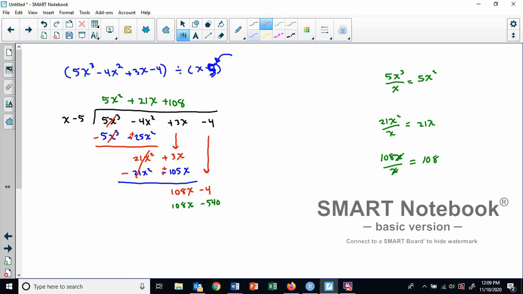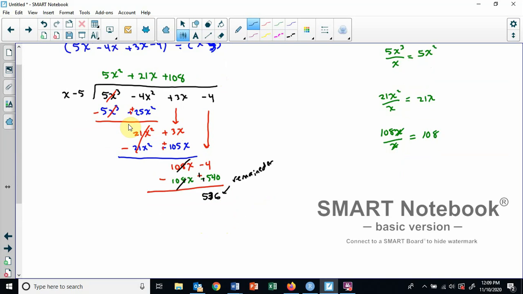And so don't forget to subtract these off. So 108x minus 108x is gone. A negative 4 and a positive 540, that will make a positive 536. And that is our remainder because we finished, there's no x with it, that's a plain number. So there's our remainder. It's a large remainder because I messed up and copied this down as a 5 and not a 2. My dyslexia just gets me sometimes. But that is correct for a 5. We did the problem.